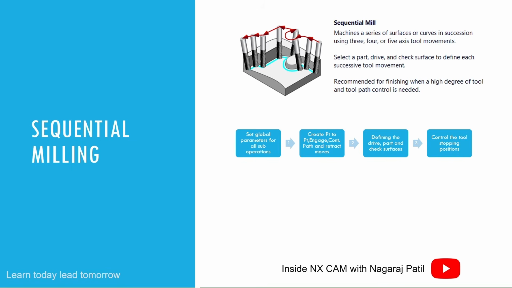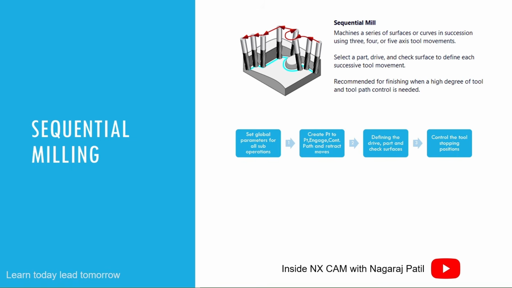Sequential milling is used to machine controlled parts by manually creating a sequence of tool motions. The individual motions are called suboperations, which gives you the flexibility to completely control the cutter movements. Here you can control the tool axis, position the tool relative to the drive and part geometry, recognize multiple check surfaces, and apply multiple passes for clearing the area.